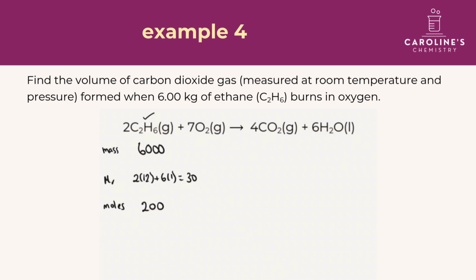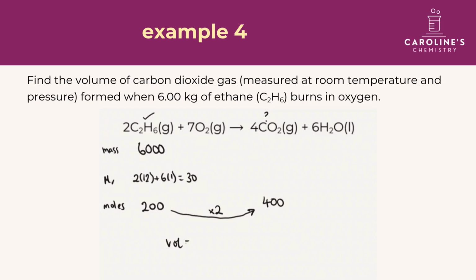Now we have our moles of ethane. We're going to look at what our question mark is, and we're asked to find the volume of carbon dioxide. So that's our question mark. In order to swap column, let's use the big numbers. So if the ethane has a 2, the carbon dioxide has a 4, so that's a 2 to 4 ratio, which is the same as a 1 to 2 ratio. So I'm therefore going to times that by 2, which gives us 400 moles of carbon dioxide.